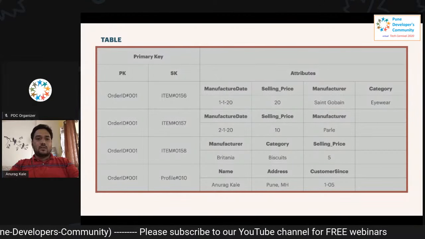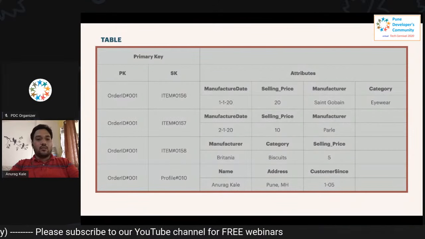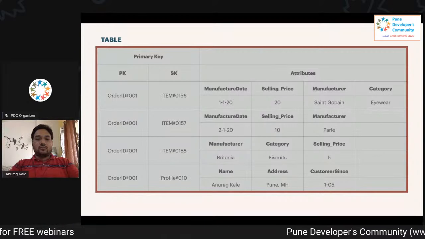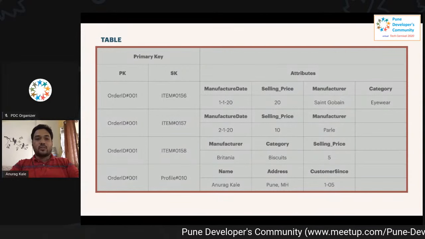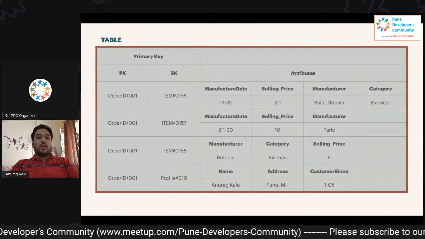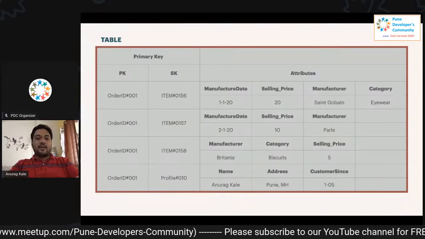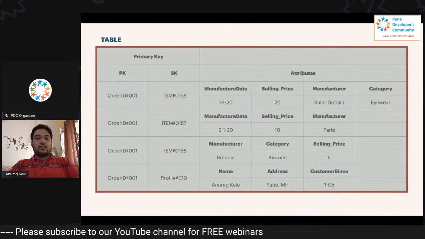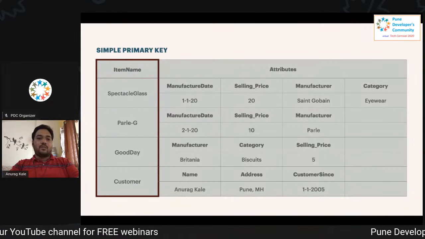So this is a table inside DynamoDB. A table resembles a general relational table. So it's a combination of primary keys, attributes, and attribute values. A collection of items is called a table. There is something called a primary key. In primary key, we have two types.